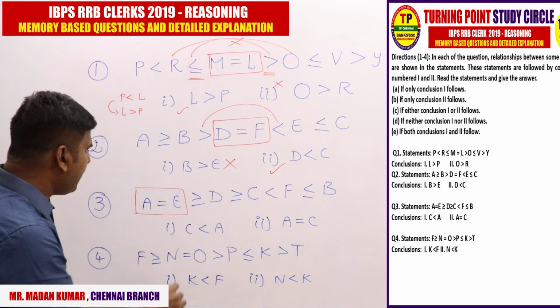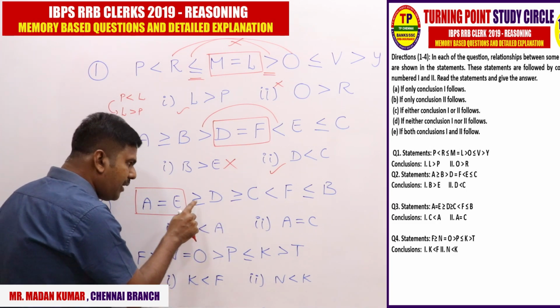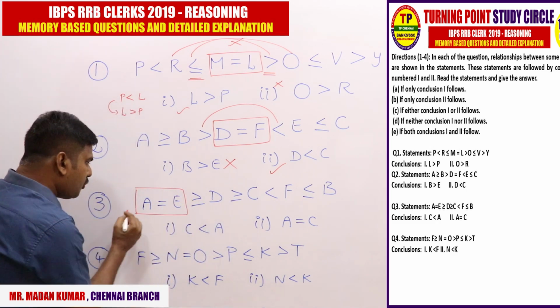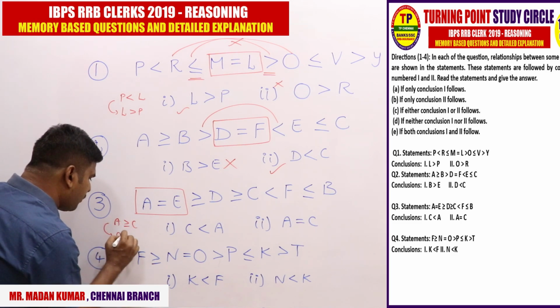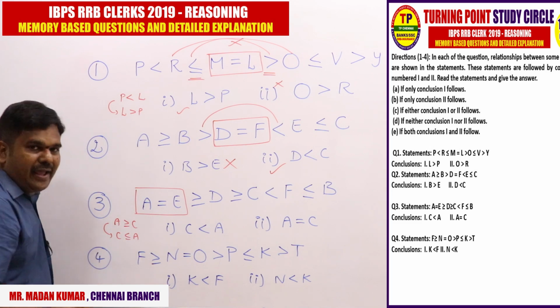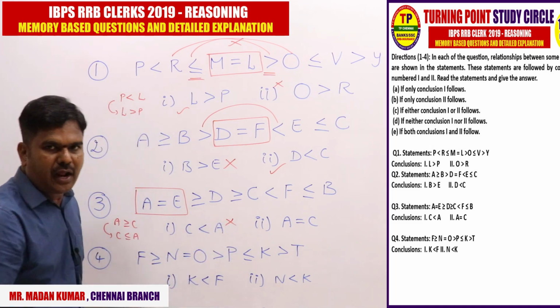A and C. Now what is being given? A and C. What is the relationship? Which is the common symbol? Greater than or equal to only. So A is greater than or equal to C, or reverse it, C will be less than or equal to A. So C less than A only is being given. Individually it is wrong, right?